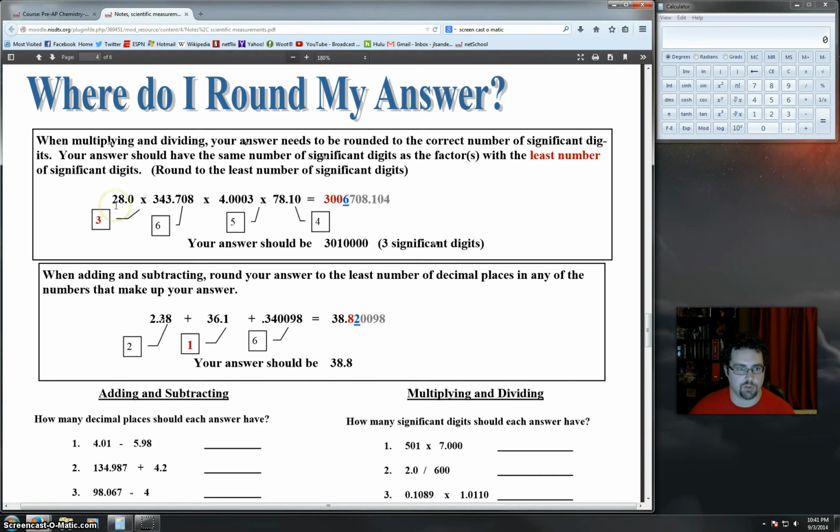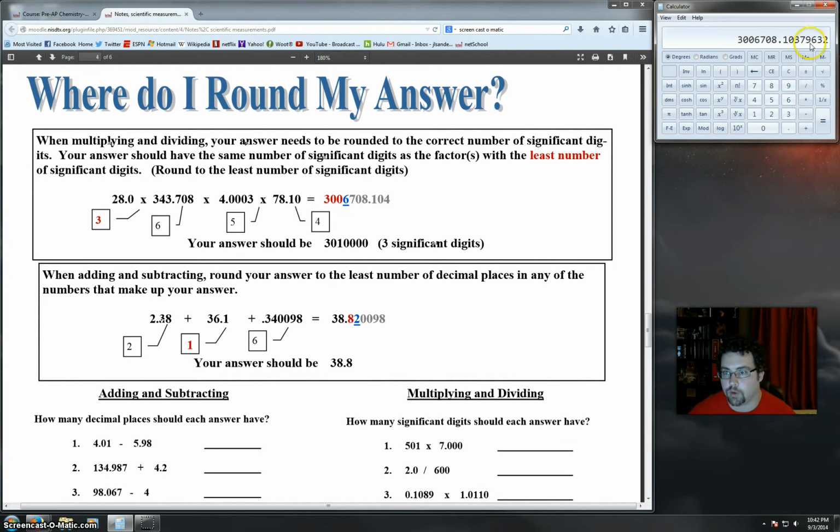For example, if I take 28.0, which has 3 significant figures, and I multiply that by 343.708, which is 6, 4.0003, which is 5, times 78.10, which is 4, the least number of significant figures is going to be 3 on 28.0. So if I multiply all this in my calculator, I get 28.0 times 343.708 times 4.0003 times 78.10. I get that big long number.